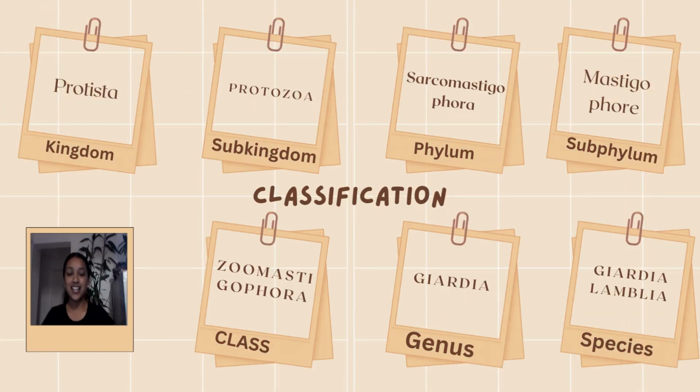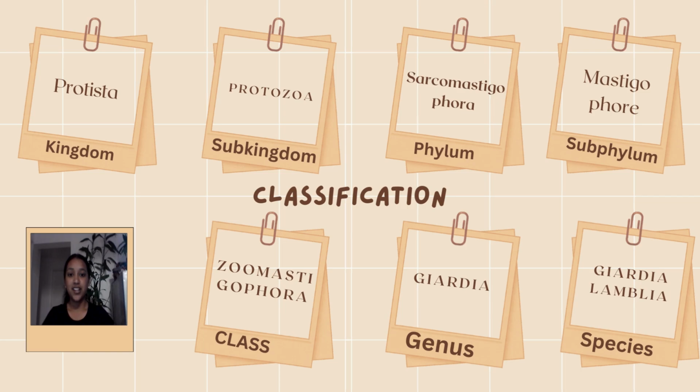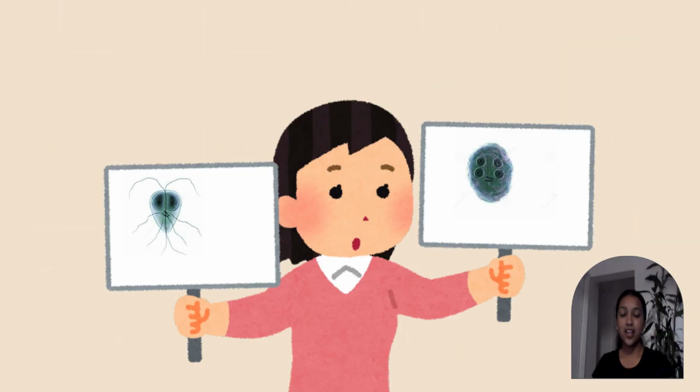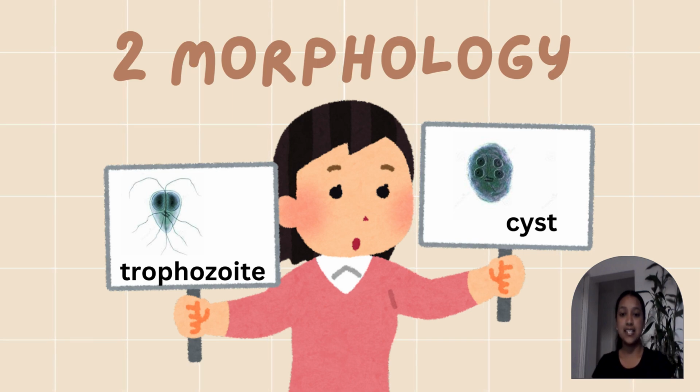So let's look at the classification of Giardia lamblia. They fall under the kingdom Protista, subkingdom Protozoa, phylum Sarcomastigophora, and organisms from this group usually have flagella, and Giardia lamblia also has flagella, with the subphylum Mastigophora and class Zoomastigophora. We know that the genus is Giardia, with the species known as Giardia lamblia. So this parasite exists in two forms, the trophozoite form and the cyst form.